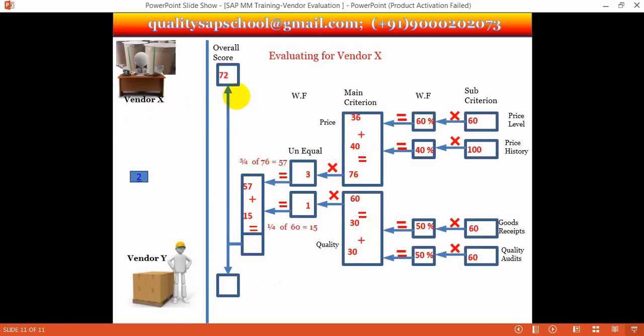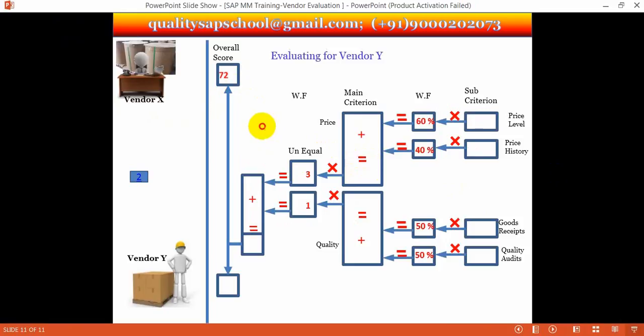Thus this score will come to the vendors. So this vendor is recognized with this 72 score marks with a certain ranking. Whoever has the highest marks will be ranked with the numbers, number 1, number 2, like that. And now let us see the evaluation for another vendor, vendor Y.